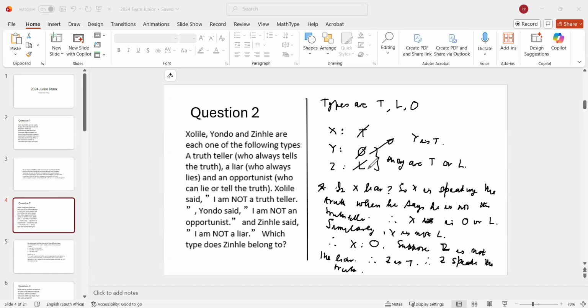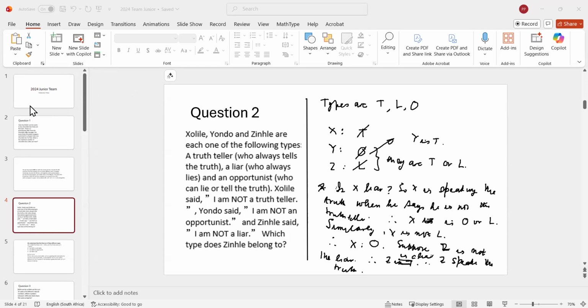Right. So this is okay. So it is quite true that, yeah, so you have to go to Y and decide that he's speaking the truth. So the answer is Z is a liar. And the reason for that is I've identified Y to be the opportunist. I've identified X to be the truth teller. And therefore, Z has to be the liar. And when he says he's not a liar, he's lying. So that's fine. So Zinhle is the liar. Oh, this is quite a mouthful.